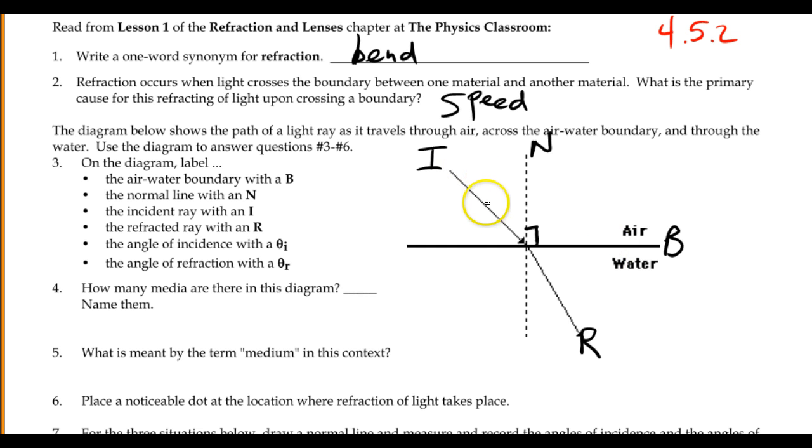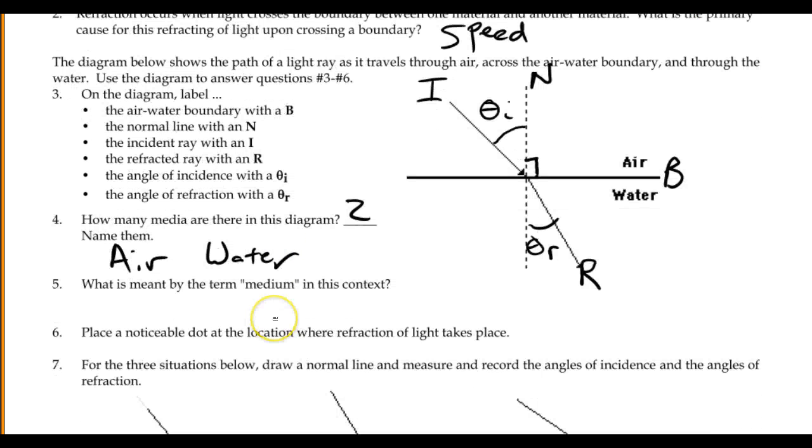Now we always measure our angles with respect to the normal. So theta I is the angle of incidence, and theta R is the angle of refraction. There are 2 different media in this particular case. There's air, through which light travels very well, and there's water, through which it slows down significantly. Medium is simply the stuff, the matter in between. So the stuff the wave moves through.